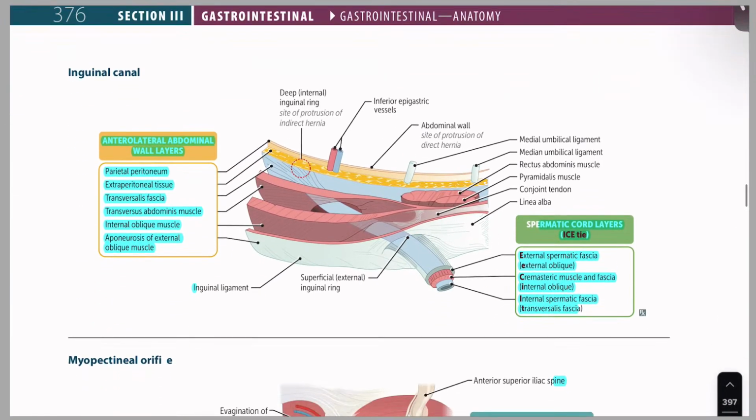Inguinal canal. Deep internal inguinal ring, site of protrusion of indirect hernia. Inferior epigastric vessel, abdominal wall, site of protrusion of direct hernia. Medial umbilical ligament, median umbilical ligament, rectus abdominis muscle, pyramidalis muscle, conjoint tendon, linea alba, superficial external inguinal ring, inguinal ligament.